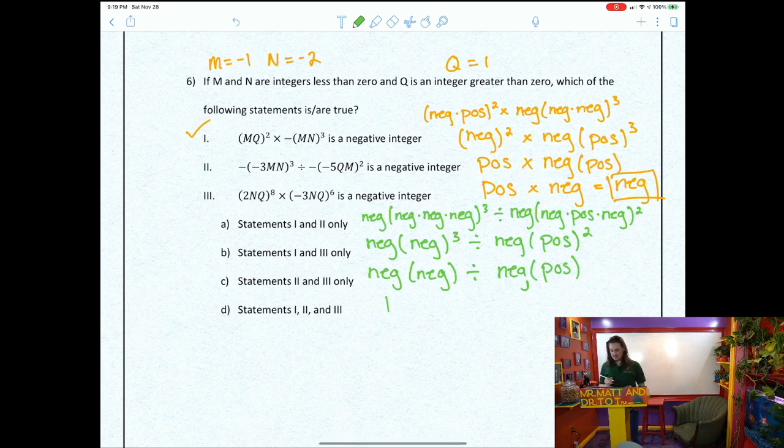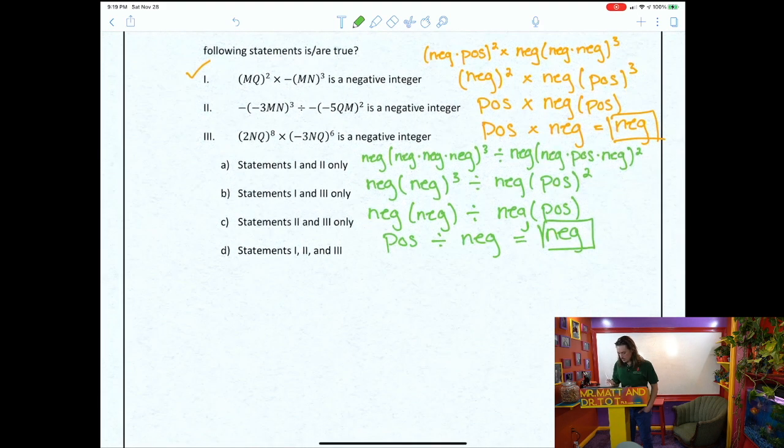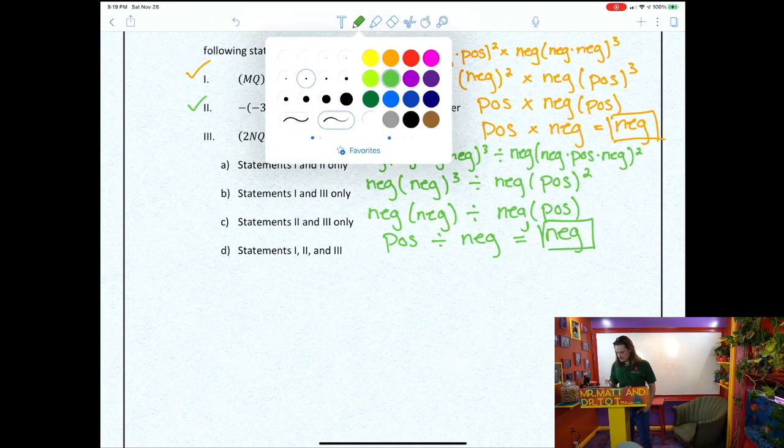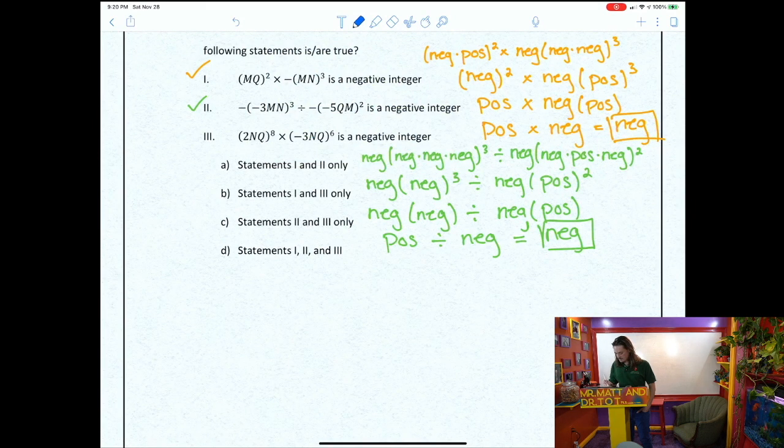And lastly, let's look at statement number 3. So we have 2 times n times q. So 2 is positive. So we have a positive times a negative times a positive, quantity raised to the 8th power, times negative 3, which is negative, times n, which is negative, times q, which is positive, quantity raised to the 6th power. Within the parentheses on the left, we have a positive times a negative times a positive. That's an odd number of negatives. So on the left, that's going to remain negative.